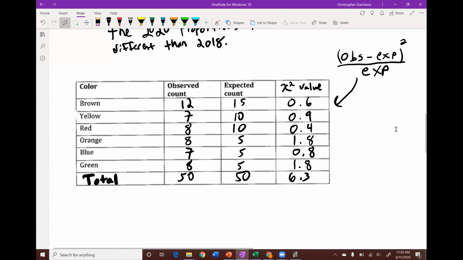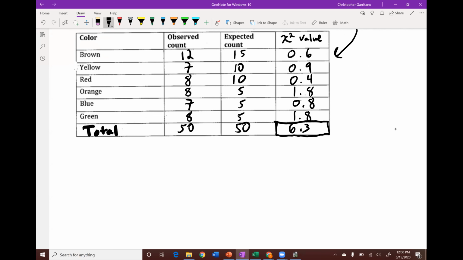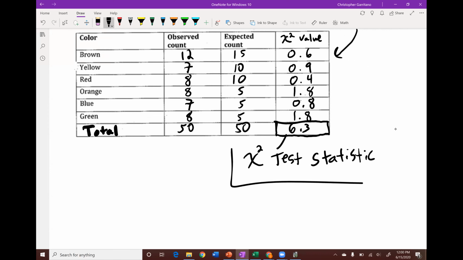Okay, so that last column is filled out, and as you can see, in this last cell, I've summed up each color's chi-squared value. And this sum of all of the chi-squared values is our test statistic. So we call this the chi-squared test statistic. And this is the value of importance. This is the value that we're going to use in order to calculate our p-value, of course.